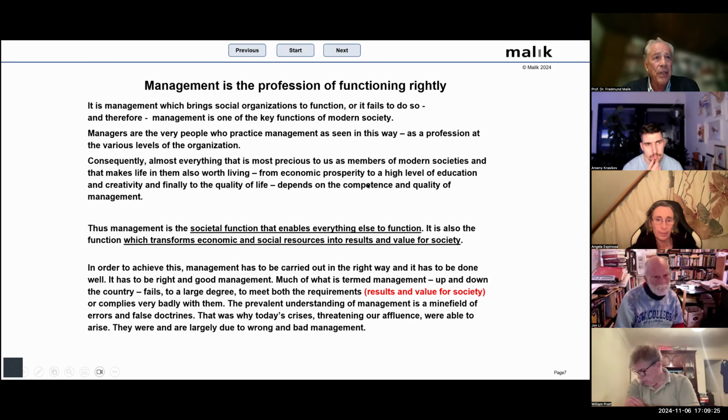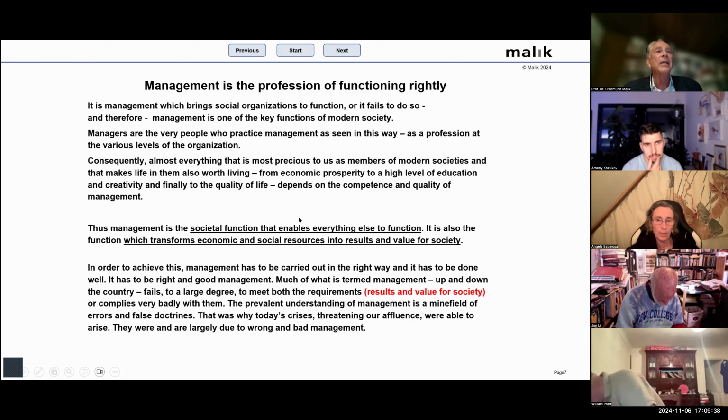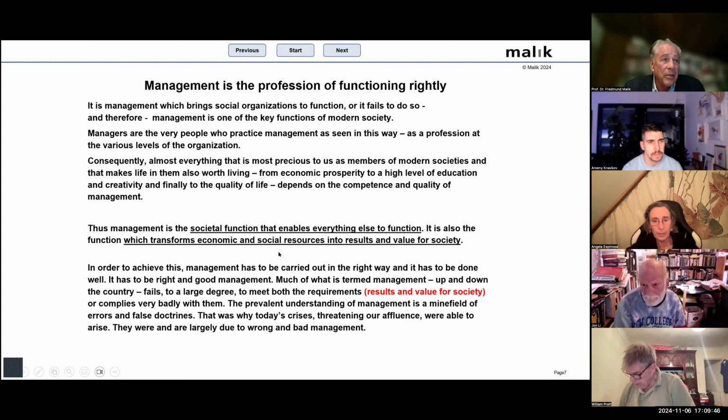Consequently, almost everything that is most precious to us as members of modern societies and that makes life in them also worth living, from economic prosperity to a high level of education and creativity, and finally to the quality of life, depends on the competence and quality of management. Thus, management is the societal function, this is my definition, that enables everything else to function.